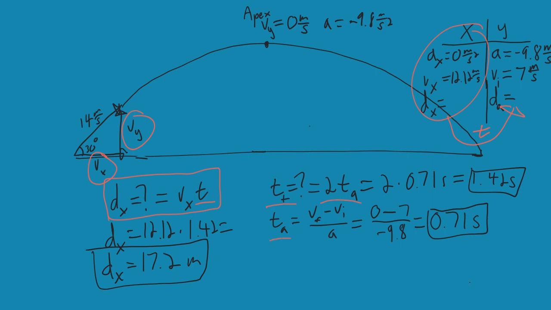And to find the time to the apex, we use the velocity from the apex as our final. So it's 0 minus our initial over the acceleration. We get that time to the apex. We multiply by 2 and get our answer of 1.4 seconds. Plug it back in, and we get our final answer of 17.2. So this is how you solve these problems.